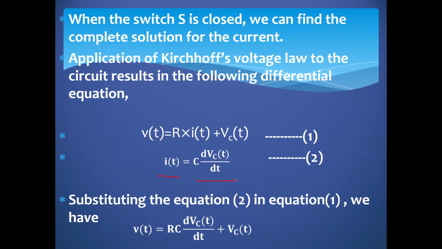So consider equations 1 and 2. Now substitute 2 in 1, that is, substitute I of t: whatever I of t is there in equation 1, substitute this I of t here. If you substitute, what do you get? V of t is equal to R into C d by dt of Vc of t plus Vc of t. This is what you will get. That is your equation number 3.